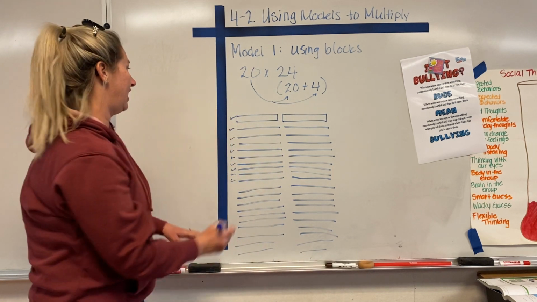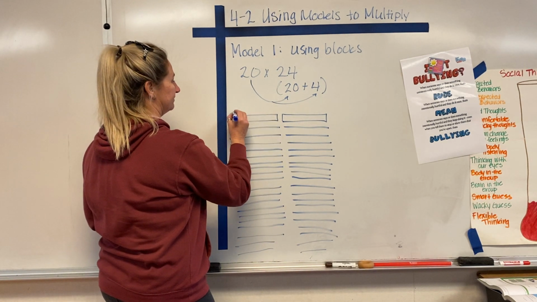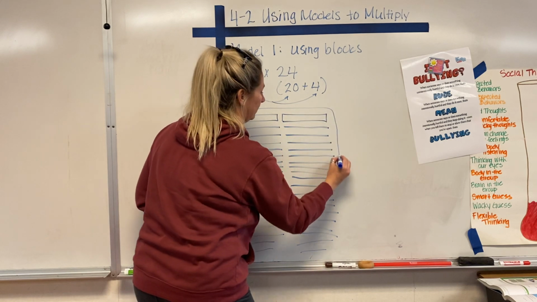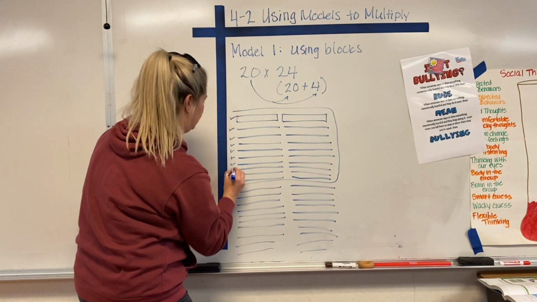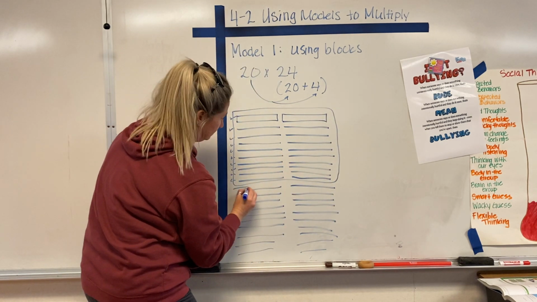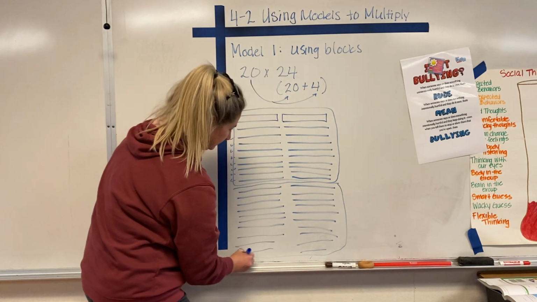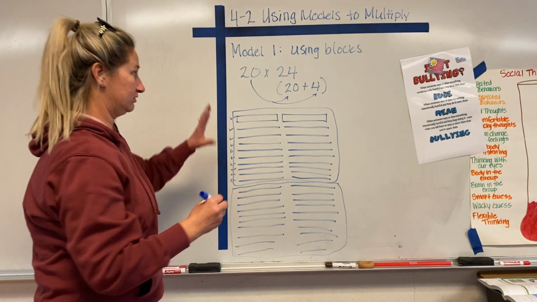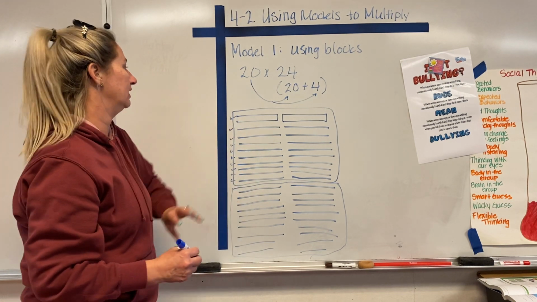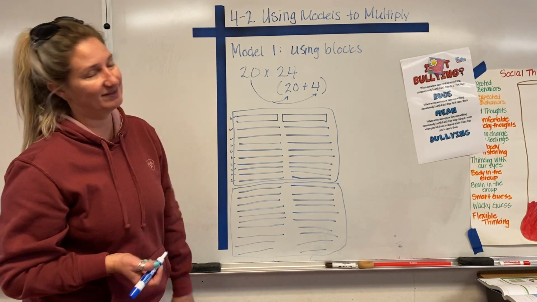Okay, so right here is 10 20s, and here is 10 20s. So 10 20s and 10 20s. Altogether that's 20 20s. That's a lot of 20s.